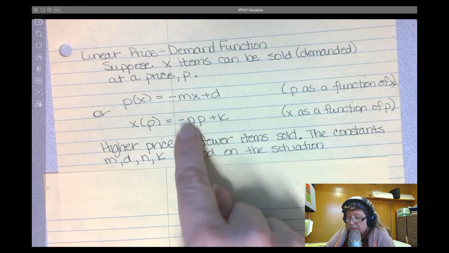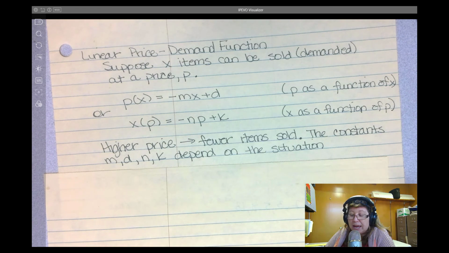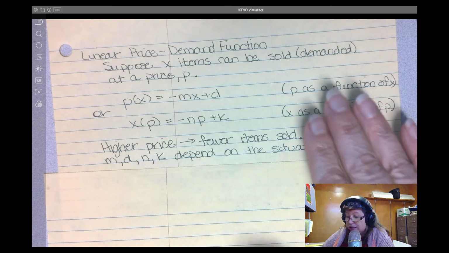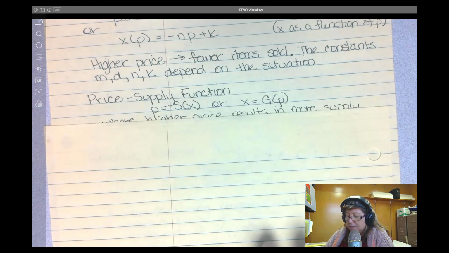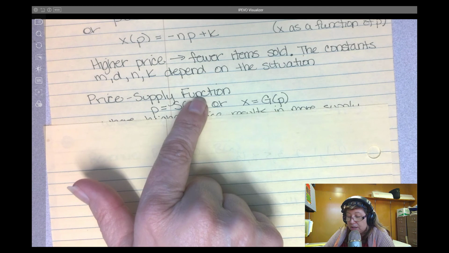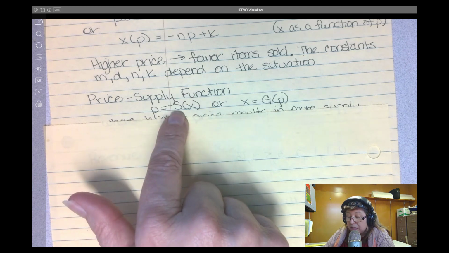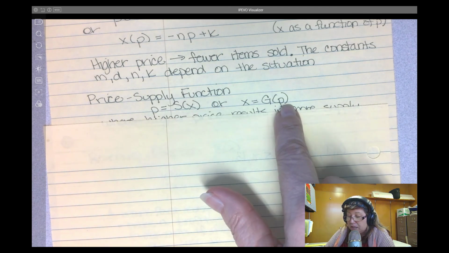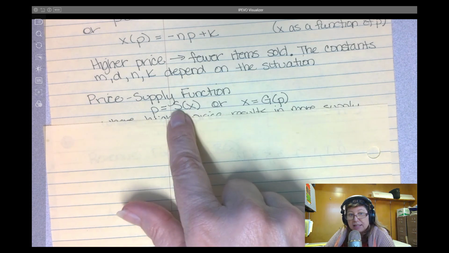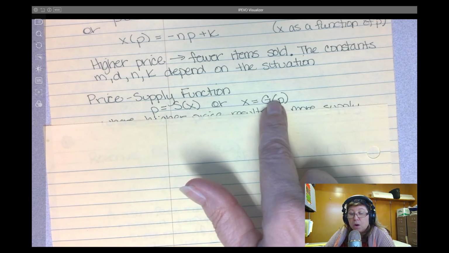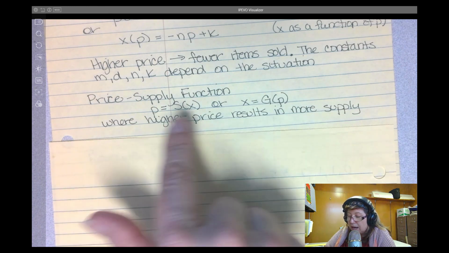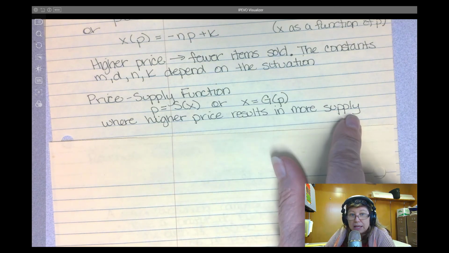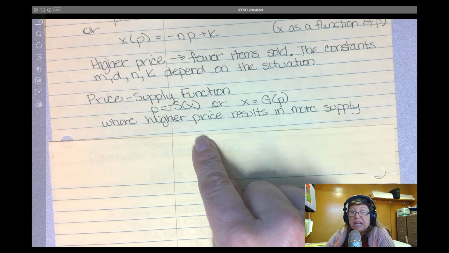So this M and D, N and K would be given to you as numbers, not necessarily constants, not necessarily variables. Now there's a price supply function, and it's going to say, well, supply of X or G of P. So it's either a function based on X, the supply based on the number of items, or the growth of the price. Keep in mind, higher price results in more supply. So the higher the price of the item, the more supply you want, because you want to be able to sell lots of items.